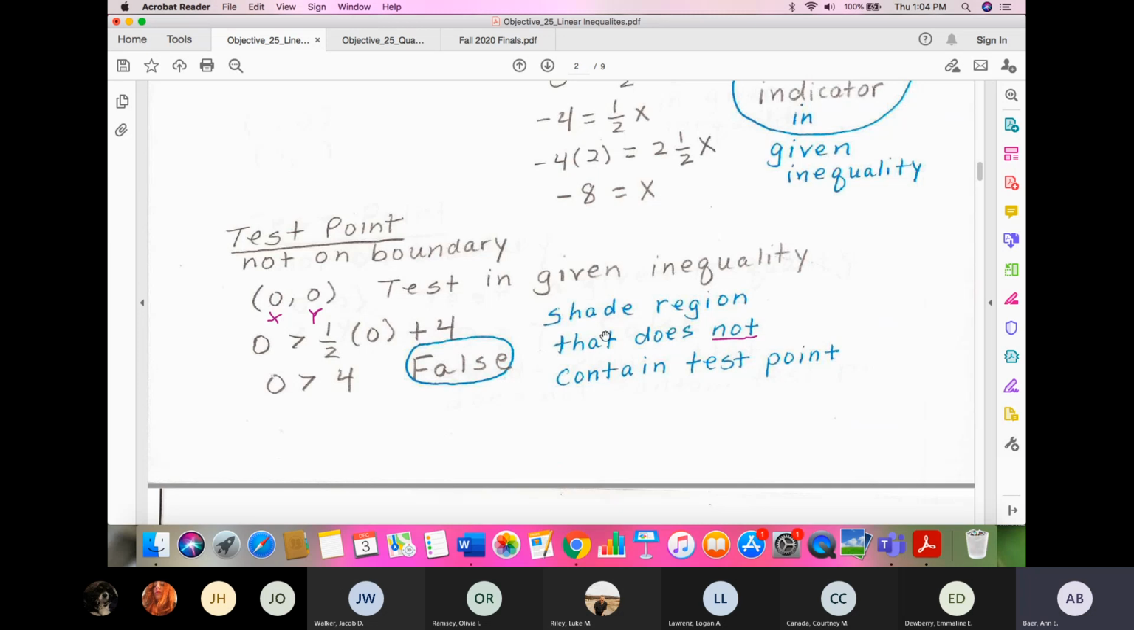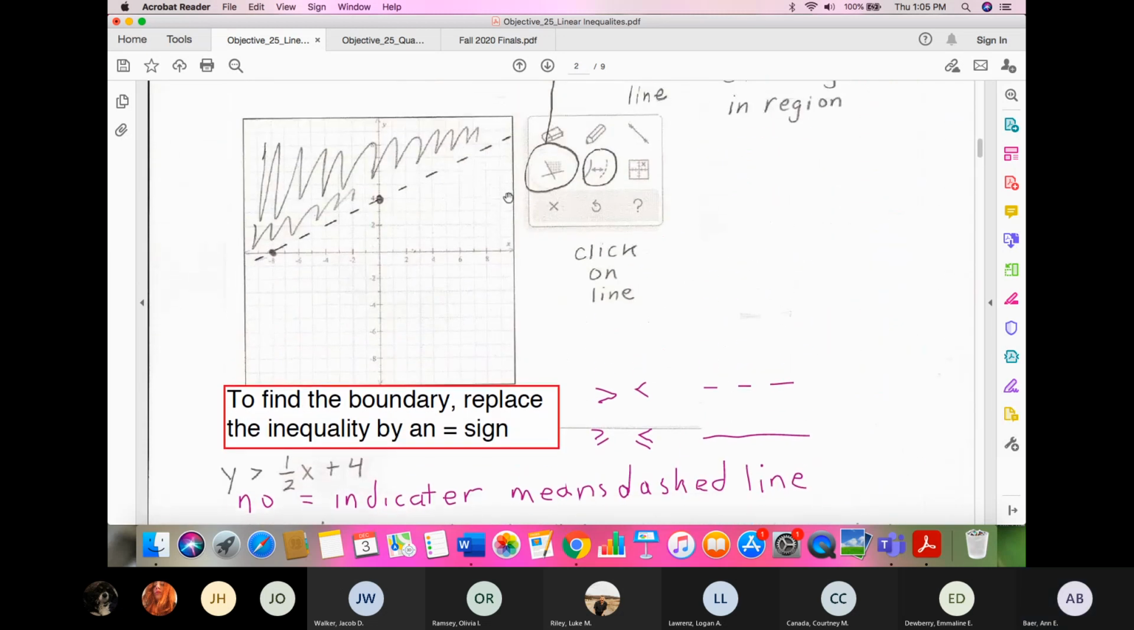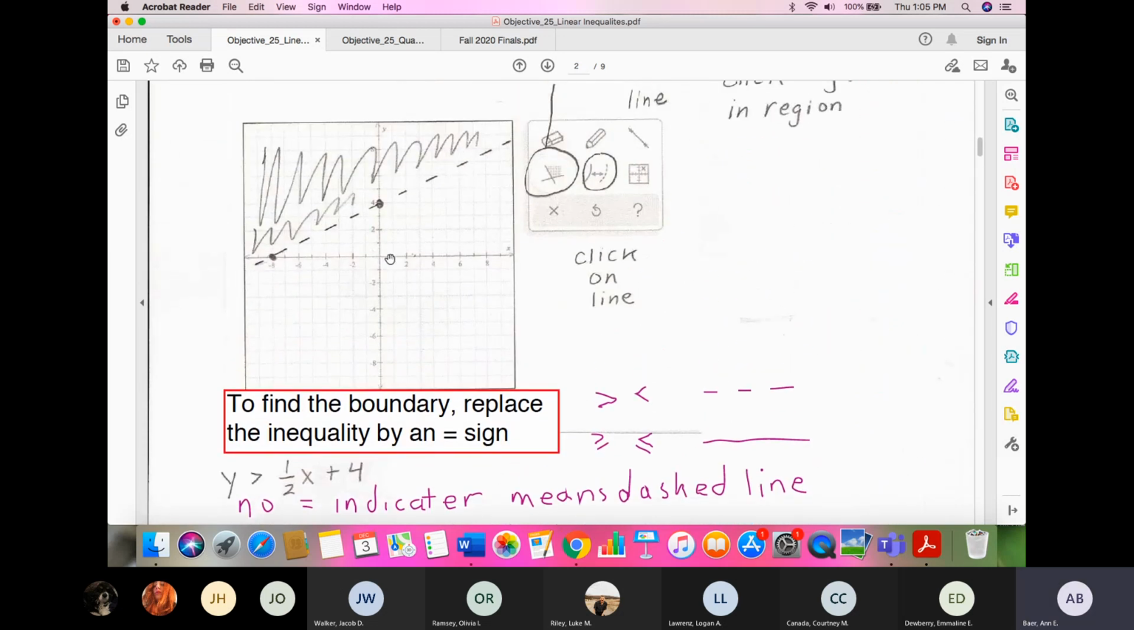When we get a false statement, we want to shade the region that does not contain the test point. We want to shade the other. So our test point is 0, 0, which is right here. We got a false. That means we want to shade the other side of the boundary, which is over here. So we want to shade this.